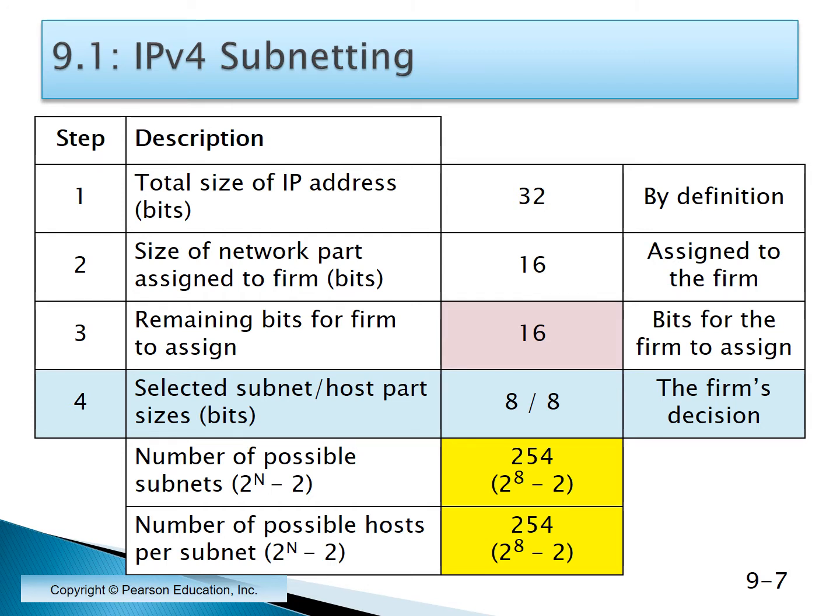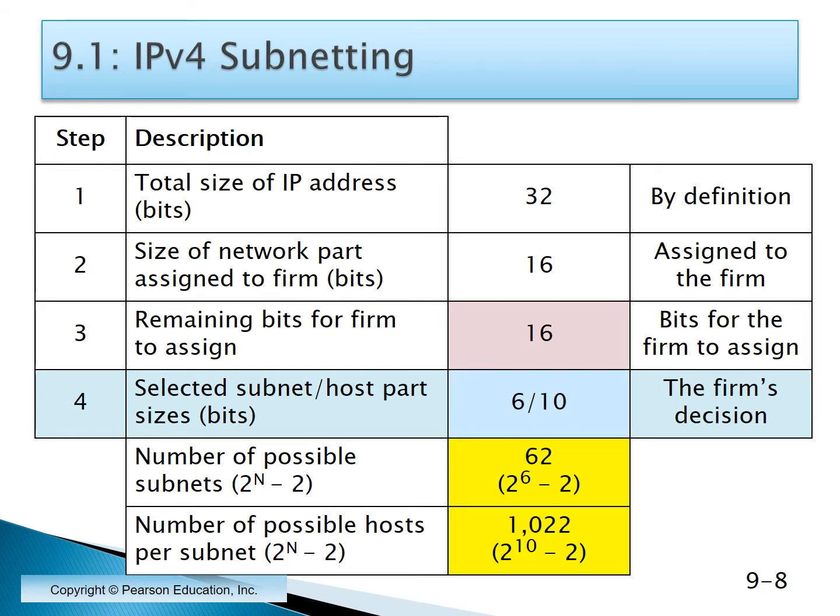You can decide whether you want to choose this, or you can choose another combination, which we'll see in the next slide. Suppose instead of 8, I want to have a division of 6 and 10. So I have 6 bits for the subnet part, and then 10 bits for the host part. Then the number of possible subnets is smaller, which is 62. And then the number of possible hosts per subnet is larger, which is 1022. So again, this one is the firm's decision, you can decide.